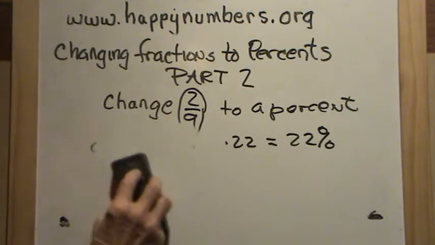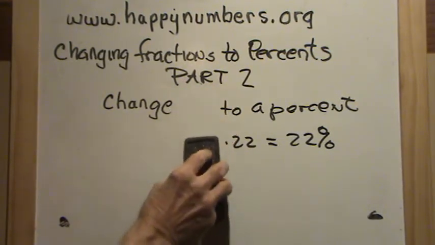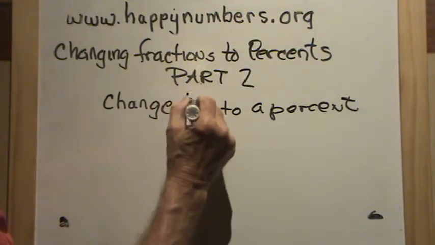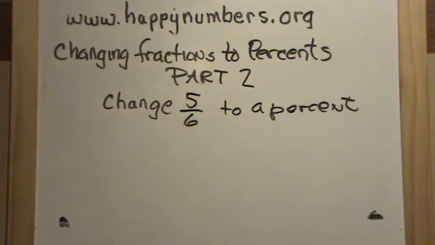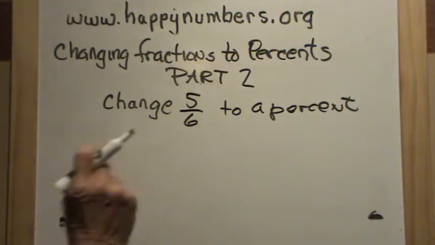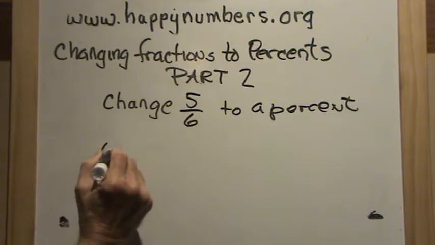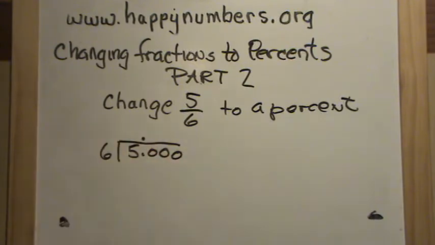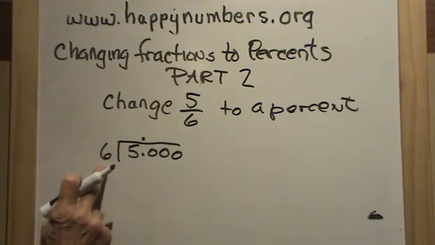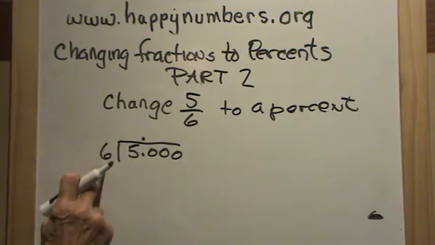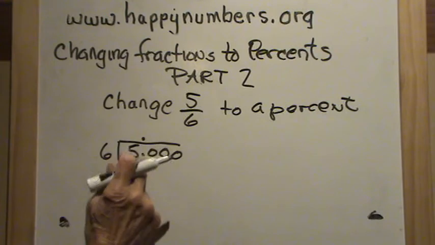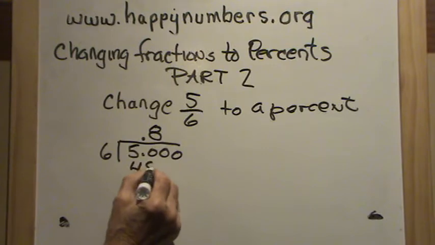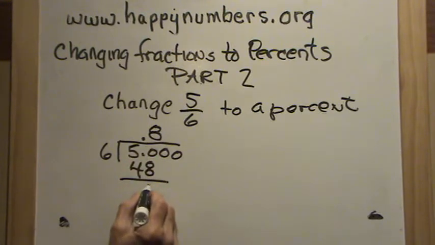Okay, let's try another one, and then I'll put a couple up for you to do. Let's take 5/6, and let's change that into a percent using the division method. Put our 6, and then we have 5 and our zeros, and we do our long division. 6 is too big to go into 5, so it has to be 6 into 50. 6 will go into 50 8 times, because 8 times 6 is 48. And if I subtract, I get 2.